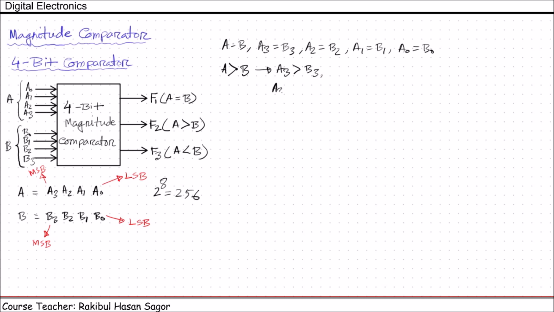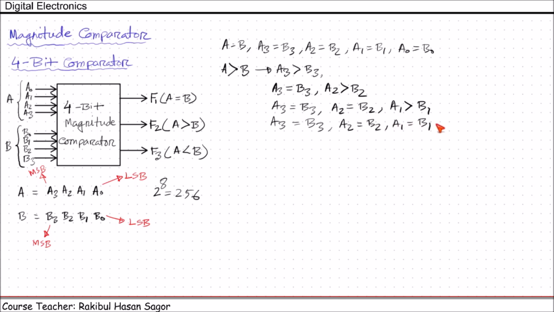Next, if A3 is equal to B3, then we need to check A2. If A2 is greater than B2, we can say A is greater than B. This is another condition. Again, if A3 is equal to B3 and A2 is equal to B2, then if A1 is greater than B1, then we can say A is greater than B. Again, if A3 is equal to B3, A2 equals to B2, A1 equals to B1, then if A0 is greater than B0, then we can say A is greater than B.